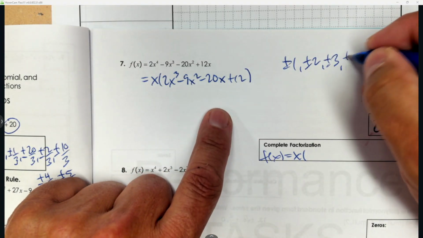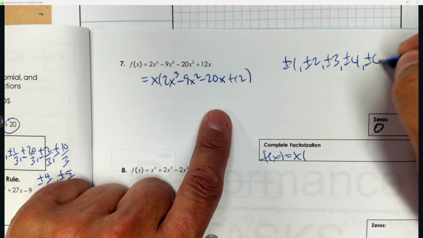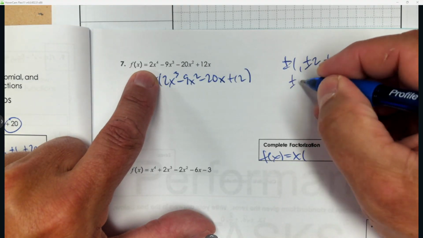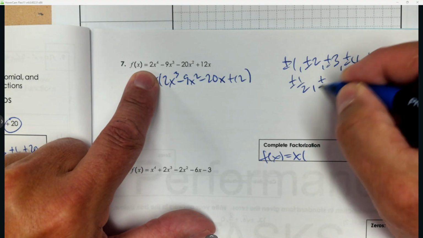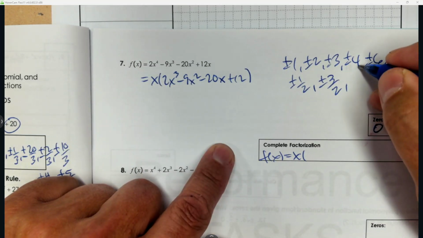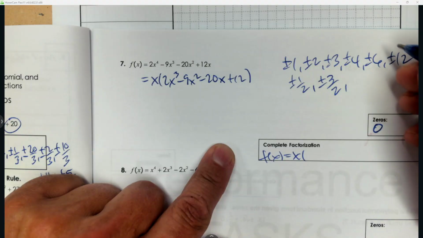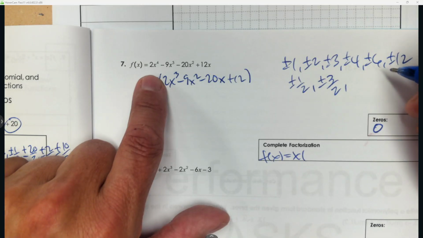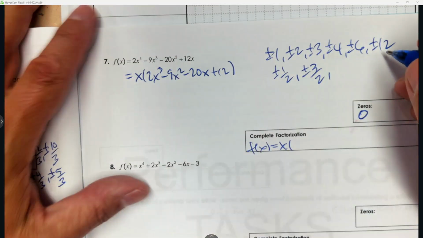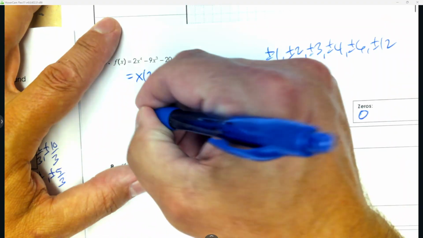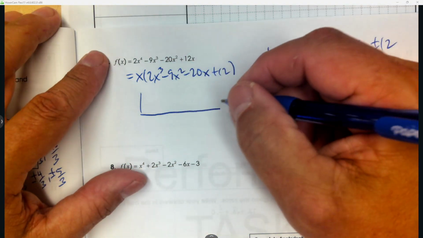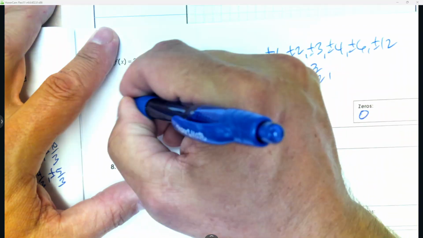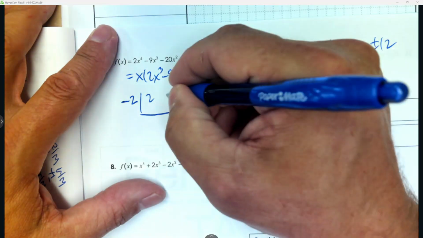Now, there are fractions too. So if you divide by 2, 2 divided by 2 is 1. 4 divided by 2 is 2. 6 divided by 2 is 3. 12 divided by 2 is 6. So those are all the ones. So those are the only two fractions. Then we're going to divide and see which one works. So I'm going to help you. You should try to see if you can find it. So there's a couple numbers, but negative 2 is one that works.